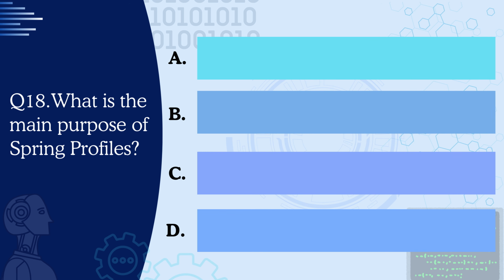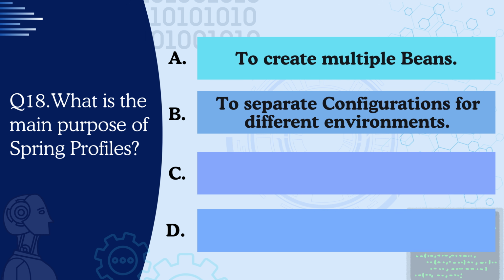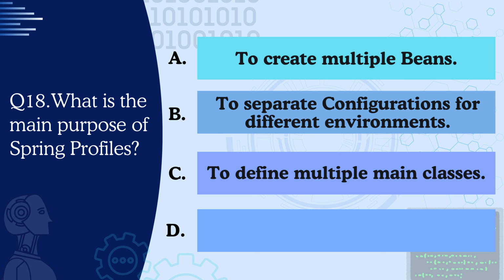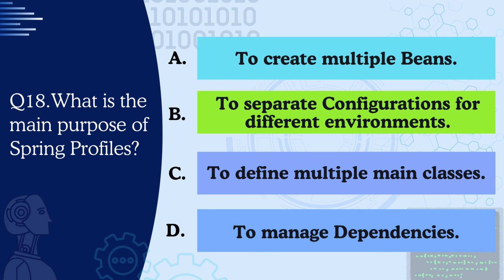Question 18. What is the main purpose of Spring profiles? A. To create multiple beans. B. To separate configurations for different environments. C. To define multiple main classes. Or D. To manage dependencies. So the correct answer is B. To separate configurations for different environments.